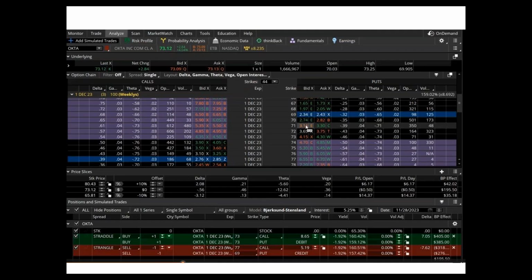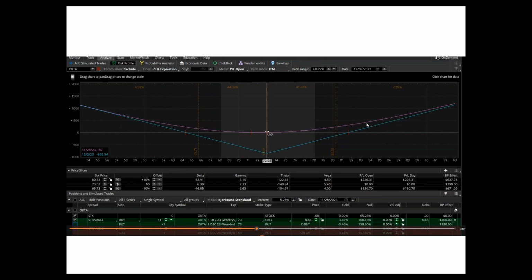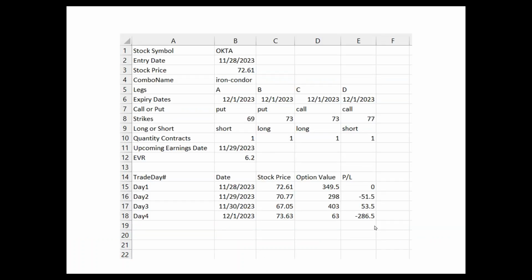And I wish I had a diagram, an illustration of this, how this would look. But I have it on the next stock. So let's just move on. So anyway, there it is.